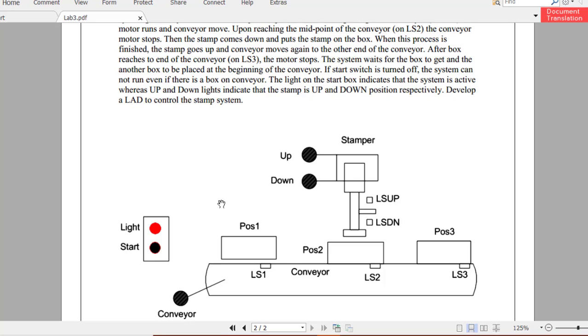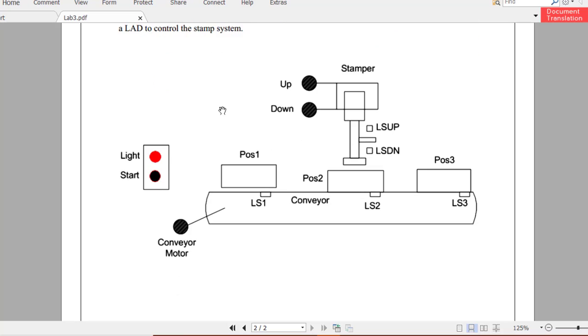So this is a process where an object is placed over here, then it stops over here where there's a stamper, and then it moves again and stops over here, and the new objects come over here. If the start switch is turned off, the system cannot run even if there is a box on the conveyor. The light on the start box indicates that the system is active, whereas the up and down lights indicate that the stamp is in the up and down position respectively. Develop a ladder logic to control the stamp system.